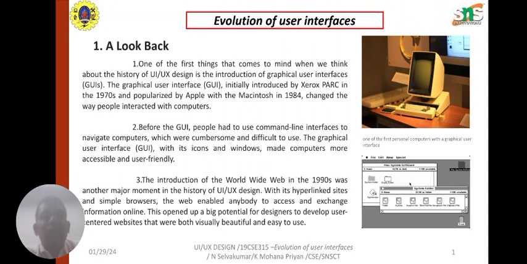The introduction of the World Wide Web in the 1990s was another major moment in the history of UI/UX design. With its hyperlinked sites and simple browsers, the web enabled anybody to access and exchange information online. This opened up a big potential for designers to develop user-oriented websites that were both visually beautiful and easy to use. One of the first personal computers with a graphical user interface is shown in the figure, and the first UI interaction designs are also shown in the figure.